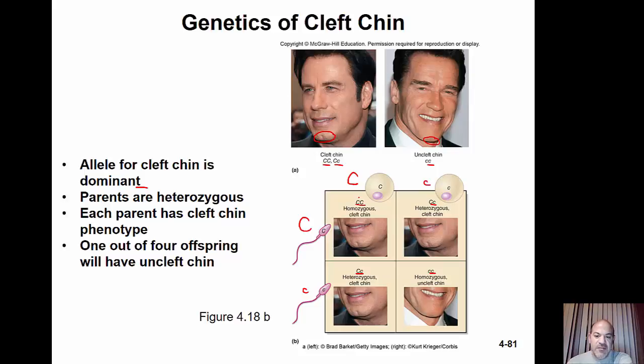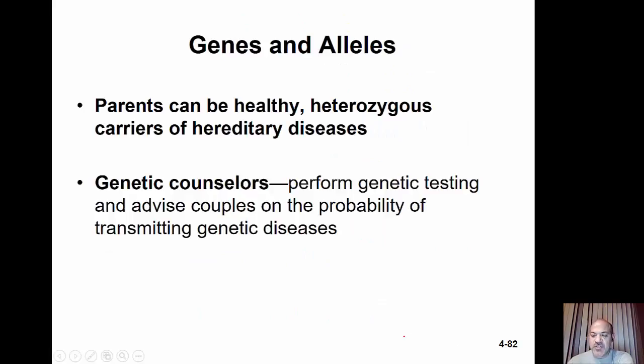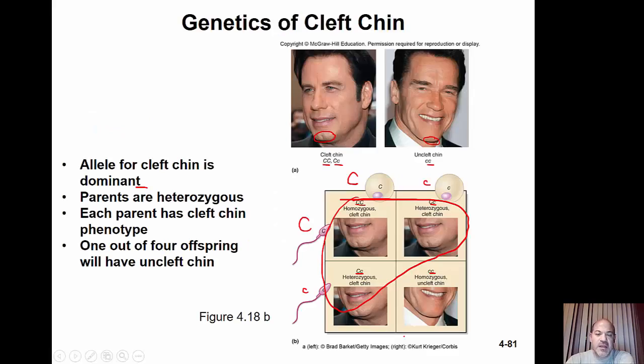Now if we look at the phenotypes, we would get 75% chance of getting cleft chin though. So for phenotype, you would see 3 out of every 4 children born to parents who have those genotypes as having that cleft chin.